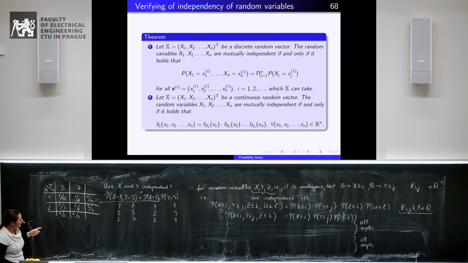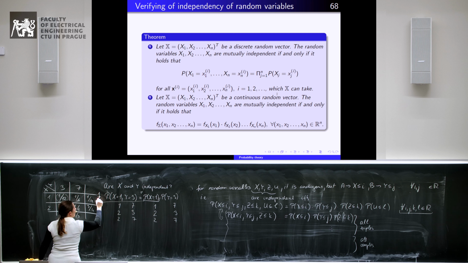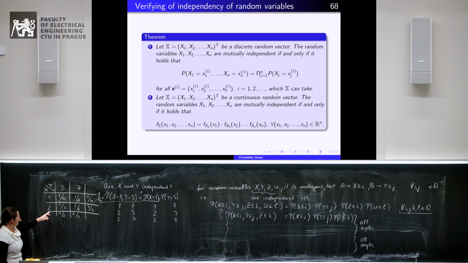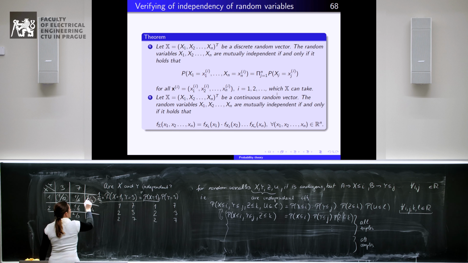And what we are in fact doing, the probability that x is equal to 1, y is equal to 3 is 1/12. The probability that x is equal to 1 is 1/4.